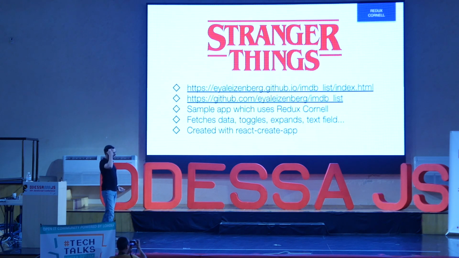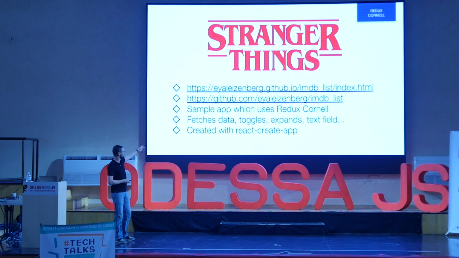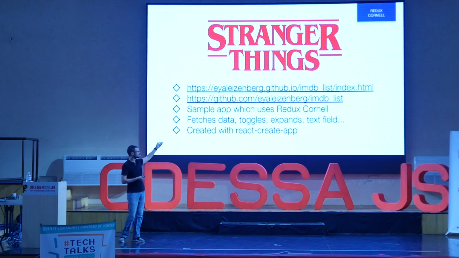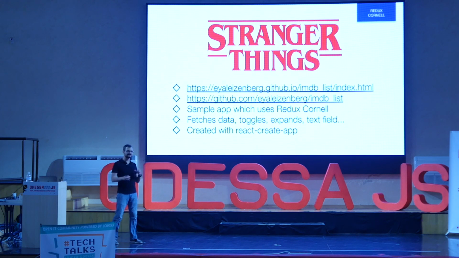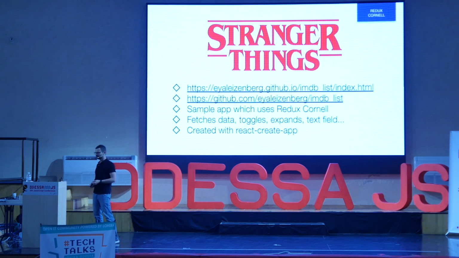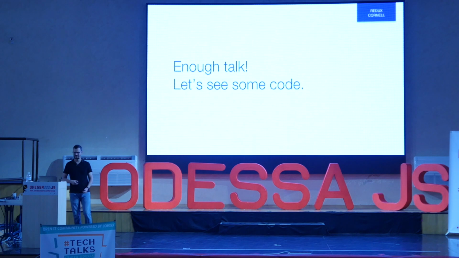So I created a small app just to showcase and demonstrate this. You can find it here and download it, get the code and see how it works. It's just a sample app, and it fetches data, in this case of the show Stranger Things, from a remote API, like IMDb, and basically it shows the data, toggles, expands it, everything. It was created with Create React App, and it has, like I said, no reducers and no selectors and so on. Yeah. So let's take a look, right?